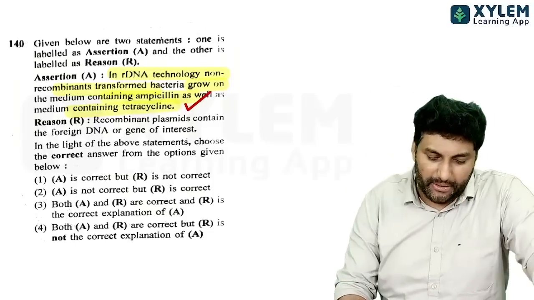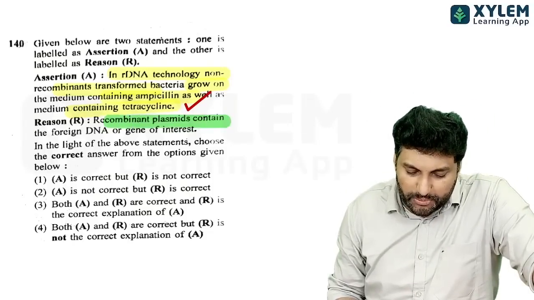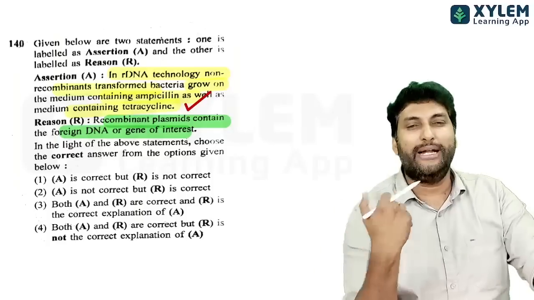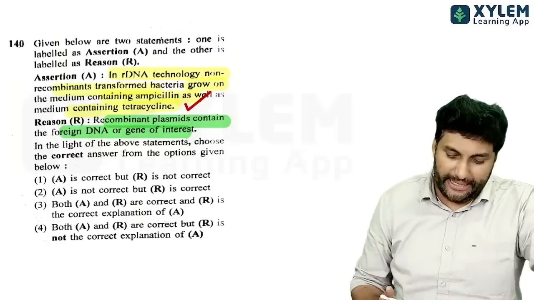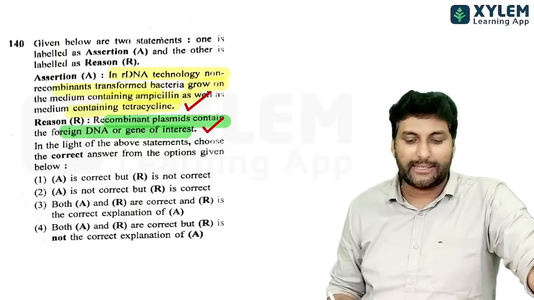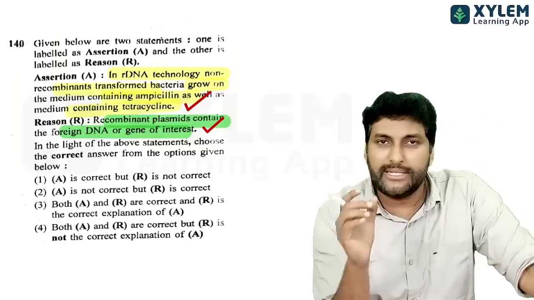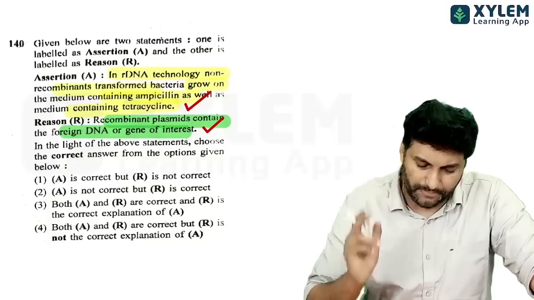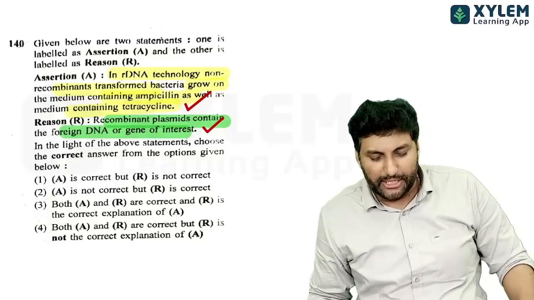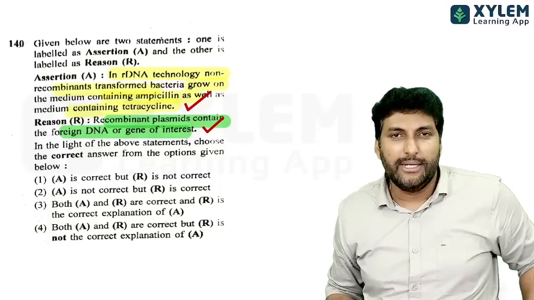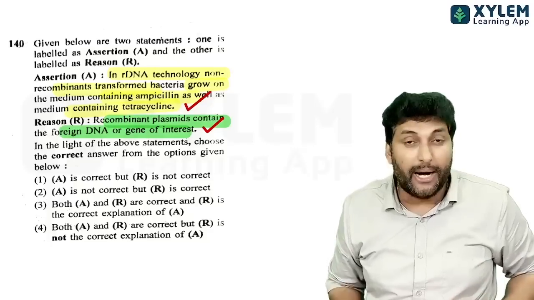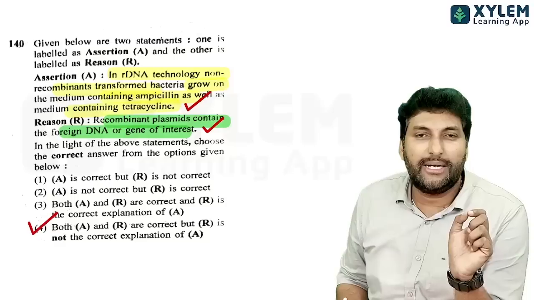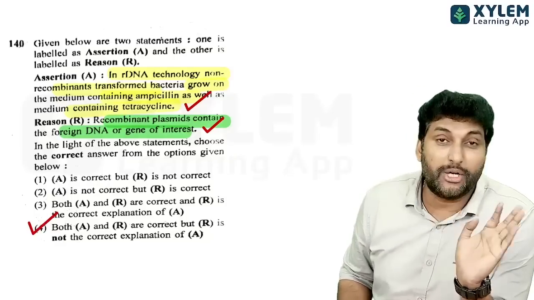Let's move to the reason. They are telling that recombinant plasmids contain the foreign DNA. Actually, what is a recombinant plasmid? They possess the foreign DNA. So that statement is also correct. So we can see that both assertion and reason are correct. But do you think the reason is the correct explanation? Recombinant plasmid contains the foreign DNA or gene of interest. So both are correct, but R is not the correct explanation. So we can say that 4 is the right one. Assertion is correct, but not the correct explanation.